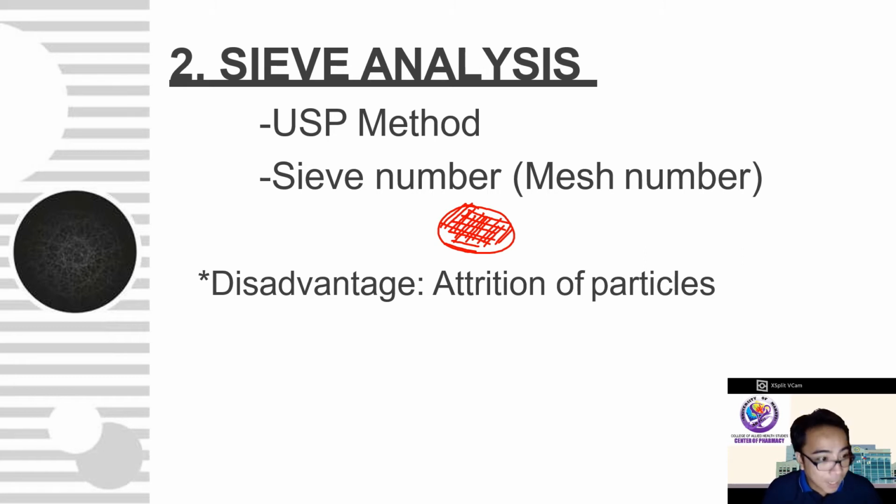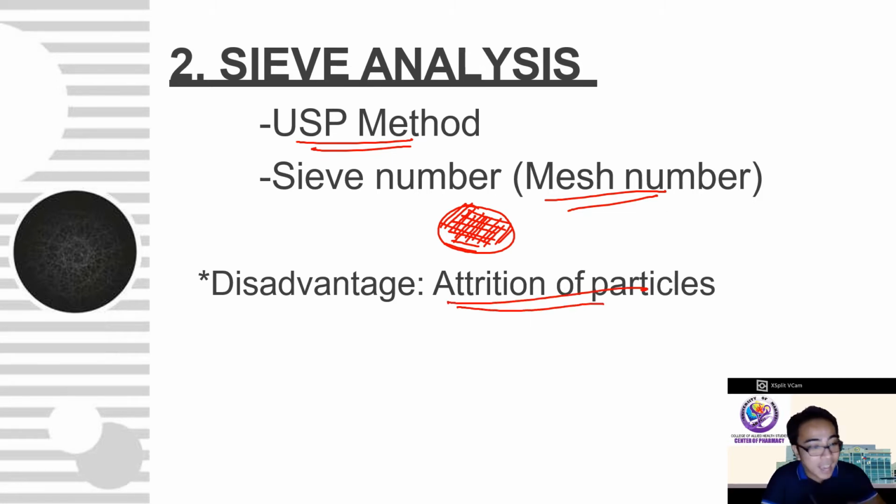Now, class, sieve analysis is actually one of the most basic ways of measuring particle size. Okay, it's a USP standard. All right? And usually, class, we identify the particle size of a powder or a particle, okay, based on the mesh number found in the sieve. So a disadvantage of this, class, is the attrition of particles. When we say attrition, as you shake it like that, you may have crushed the particle, which is why it became smaller. Okay, so that's one disadvantage of using sieve analysis.